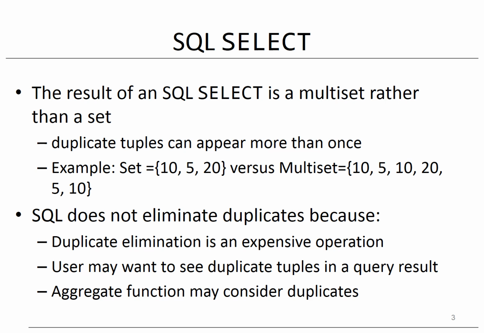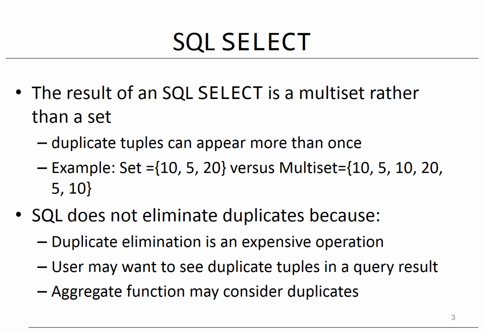It is important to note that the result of an SQL select statement is a multiset and not a set. Remember, in a set, there are no duplicates and the elements are not ordered. In a multiset, the elements are also not ordered. However, there can be duplicate elements in a multiset. You can see this illustrated here.